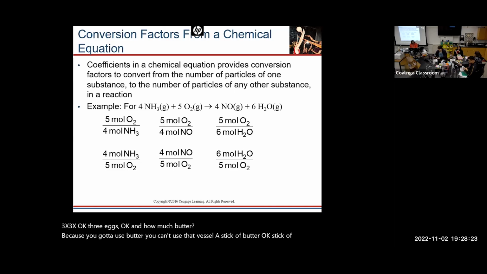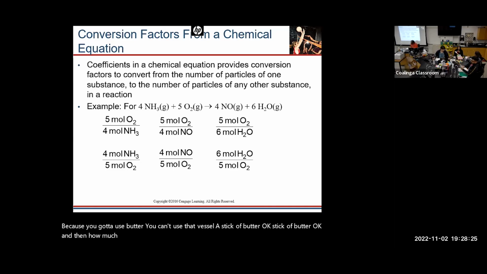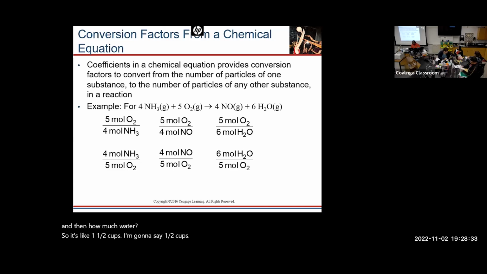And then how much water? 1.5 cups or 1 1/4 cups, something like that. Okay, so it's like 1.5 cups. Perfect, 1.5 cups. So now that's the recipe to bake a cake, right? So your reactants are all of those ingredients, the cake is the product, right?